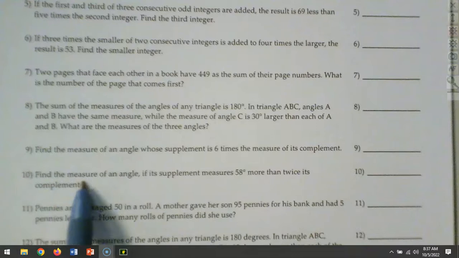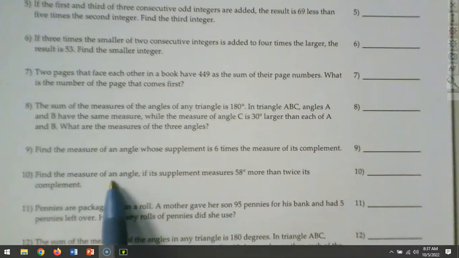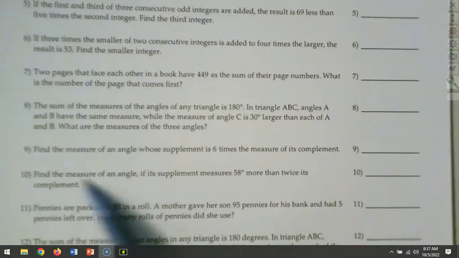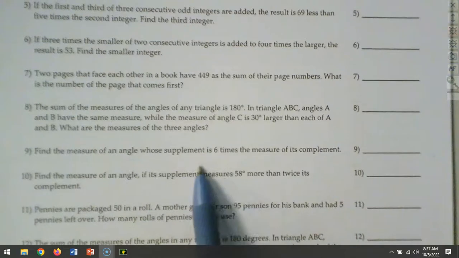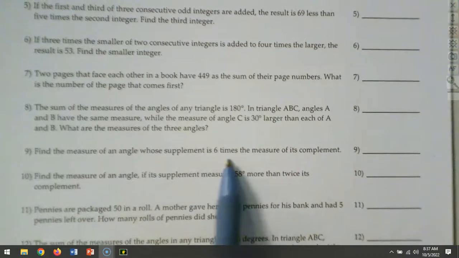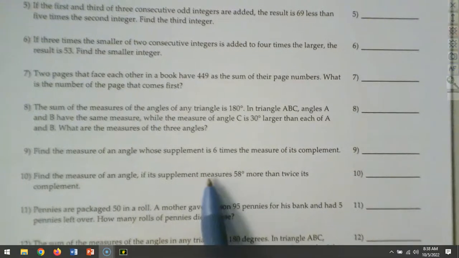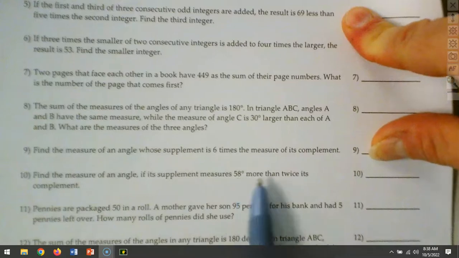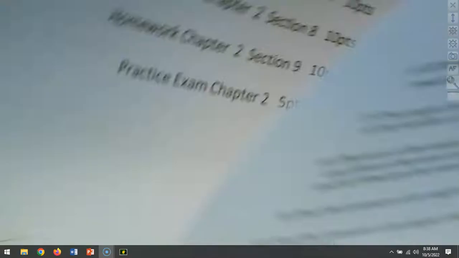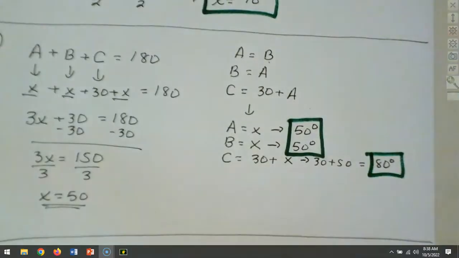So find the measure of an angle. That just tells me that I am solving for x. That's what it means in English here, we're just solving for x. Supplement measures. Now in this particular problem, measures means equals. So the supplement measures, or equals, 58 more than twice its complement. So what would that look like?